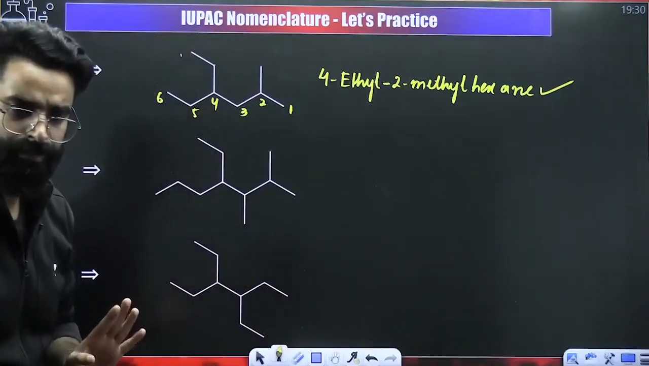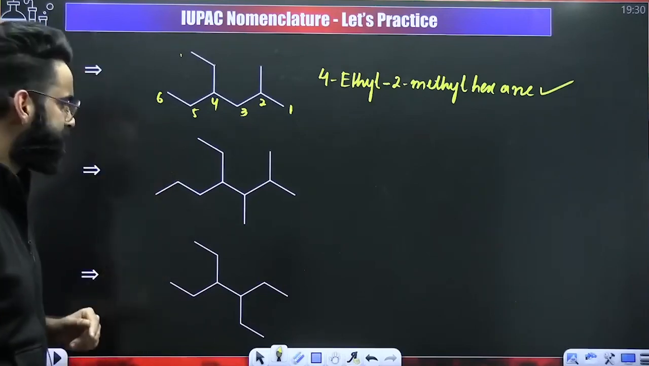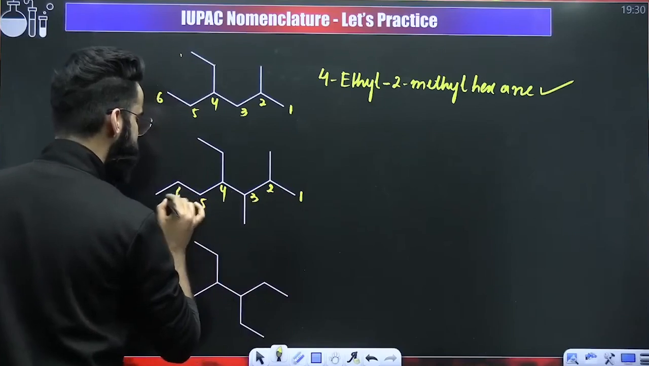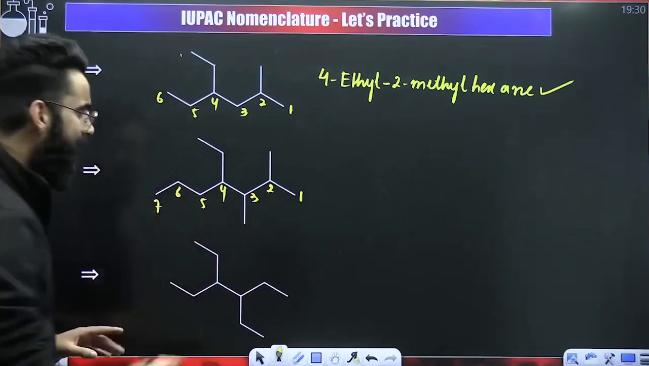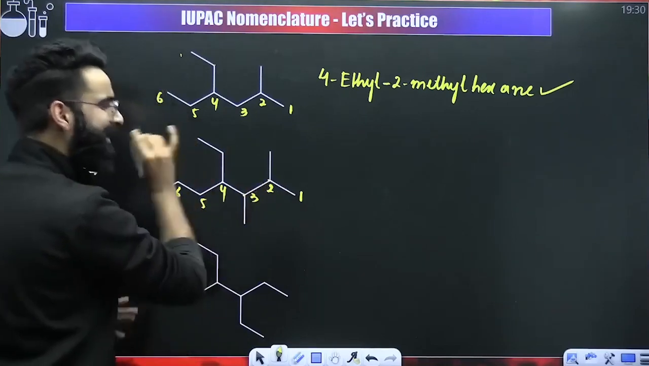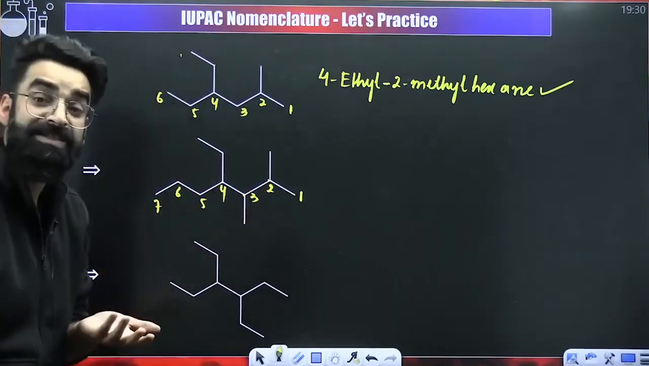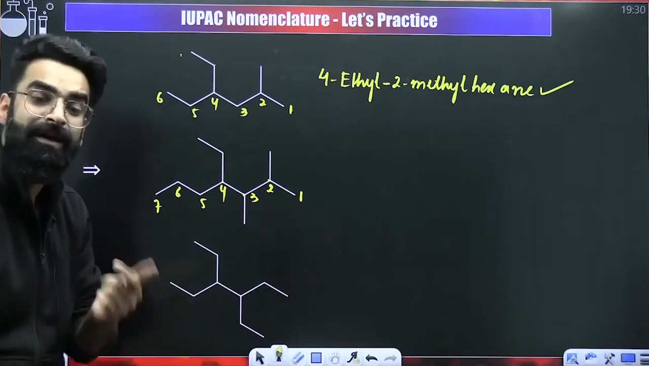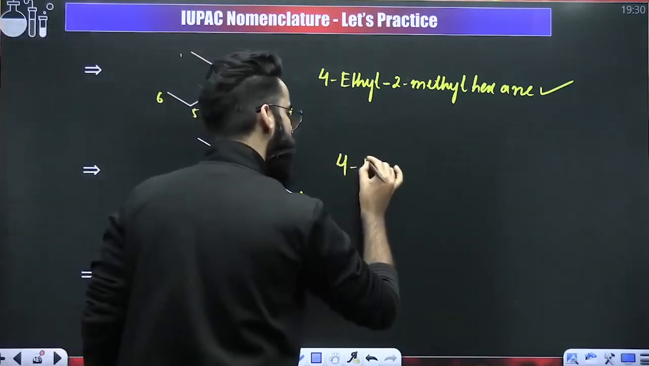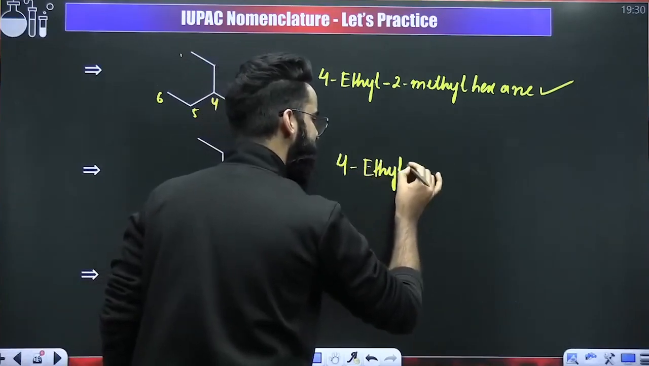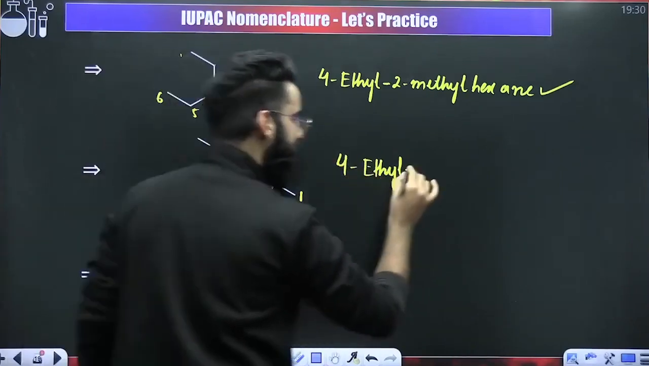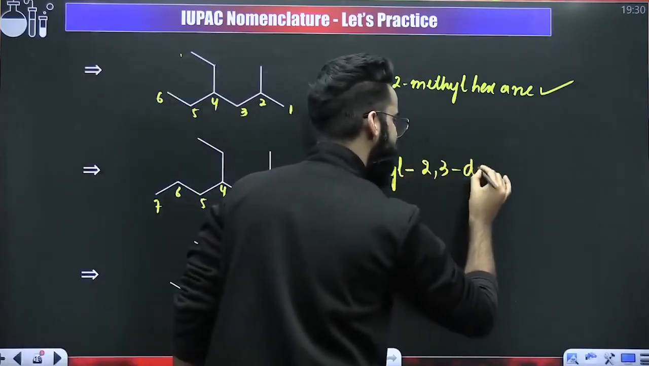Now, my dear students, look at this particular case. Start the numbering: 1, 2, 3, 4, 5, 6, and 7. At carbon number 2, methyl. At carbon number 3, methyl. At carbon number 4, ethyl. Methyl starts with M, ethyl starts with E. Prioritize ethyl. So at carbon number 4 you have ethyl, so it's going to be 4-ethyl. Now it's going to be 2,3-dimethyl.